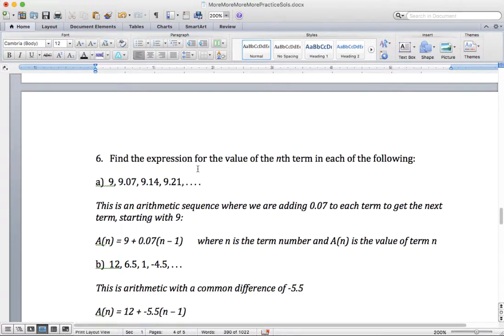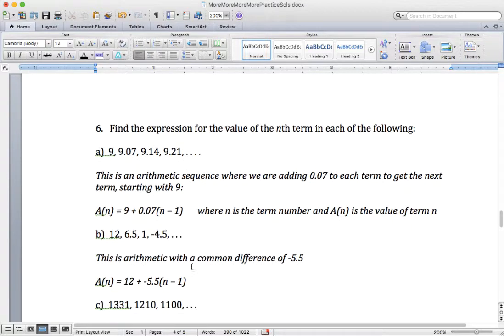Okay, number 6, we have a sequence. We start with 9, and it looks like it's arithmetic because we keep adding 0.07. So by the time we get to the nth term, we've added 0.07 n minus 1 times. So we'll say that a of n, which is the value of the nth term, is equal to 9 plus our common difference, 0.07, times n minus 1. Because that's what we're adding each time, and we've added it n minus 1 times to get from 9 to the nth term.